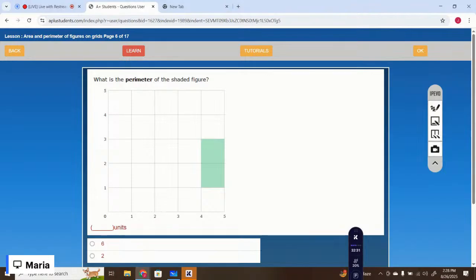What is the perimeter of the shaded figure? That is 6. Option number 1 is the correct option.